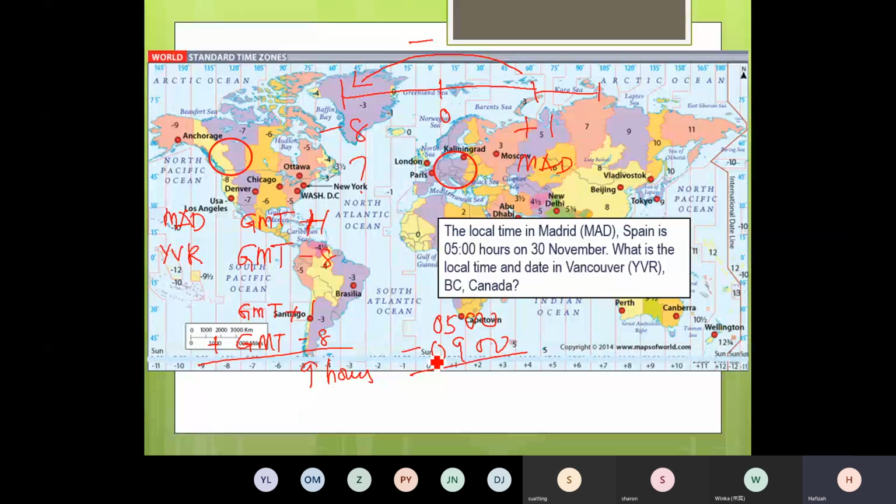Actually you can, but what you can do is, this is the time where you either skip or gain a day. You borrow 24 hours, you borrow one day. So it becomes 29. So 29 minus 9. Can or not now? Can. So it becomes 20. So what will happen to this date? Is it the same date or not? No. So what happened to the day? 29 November.